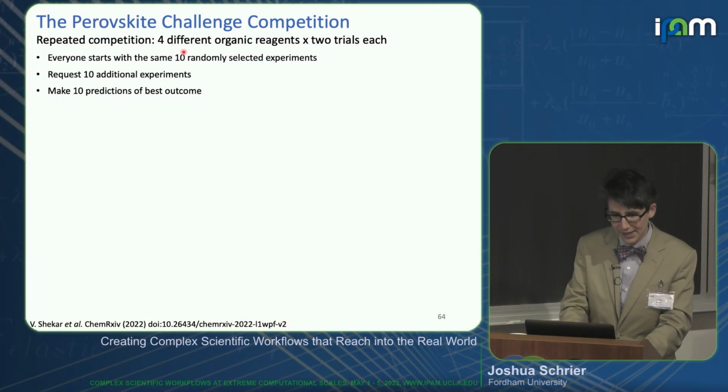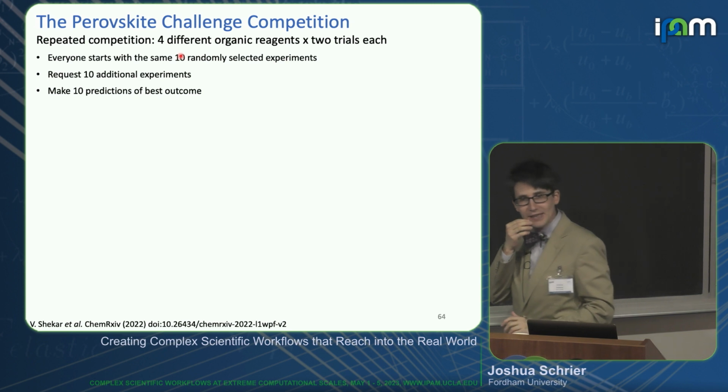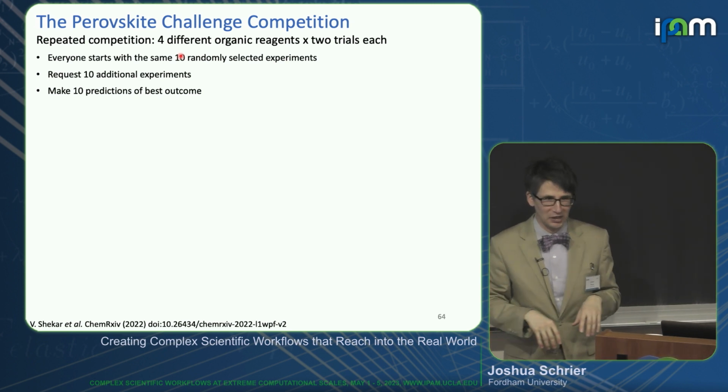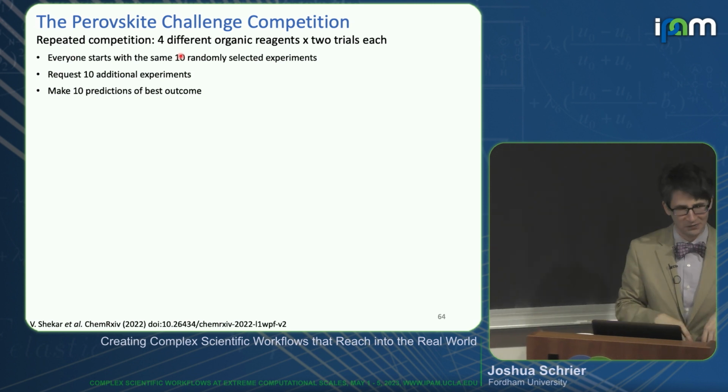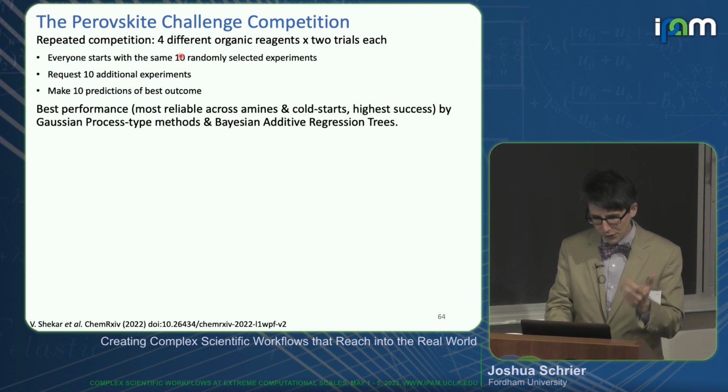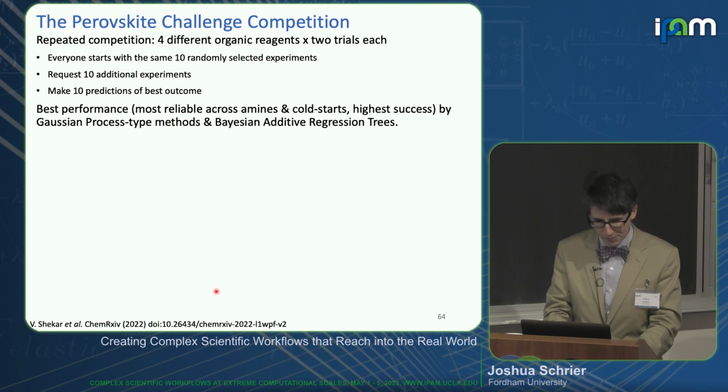And then at the end of those 10 additional experiments, they then make 10 predictions about how would I grow a large, high-quality single crystal of this new Perovskite. And we judge them on that outcome. All right, and so there's kind of a long story here. If you'd like to read about it, we have a paper on the Chem Archive.